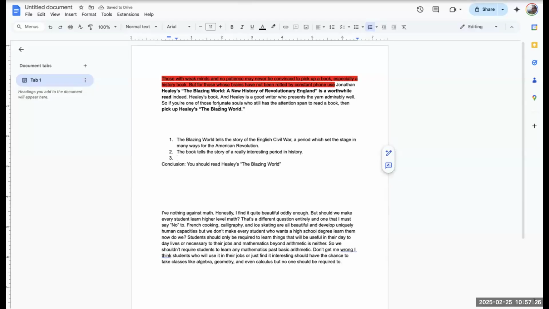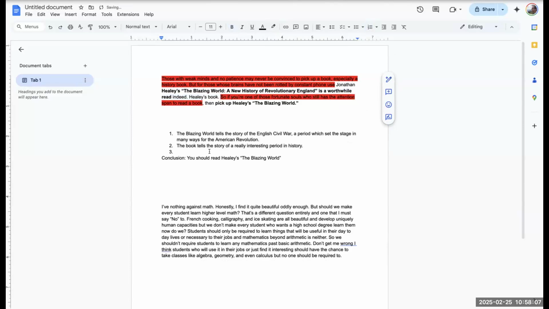All right, we keep going. Healy is a good writer who presents the yarn admirably well. So if you're one of those fortunate souls who still has the attention span to read a book, then pick up Healy's The Blazing World, right? This is obviously just more rhetoric. You're a smart person. You want to be smart, read this book, right? Not giving us any good reason to do that. So, more rhetoric, get rid of it. Pick up Healy's The Blazing World. We've already got that. That's the conclusion, but it says here Healy is a good writer who presents the yarn admirably well. Well, if that's true, probably a good reason to read the book.